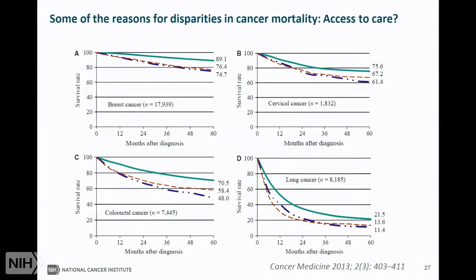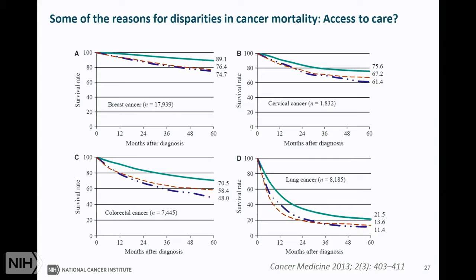Okay. So I mentioned this earlier, access to care is very important. One of the key determinants of access to care is insurance status. And what this graph essentially shows is, for many cancers, and there are others in this paper, that depending on whether you're insured, have access to Medicare, or have no insurance, the green line basically shows people that have insurance.